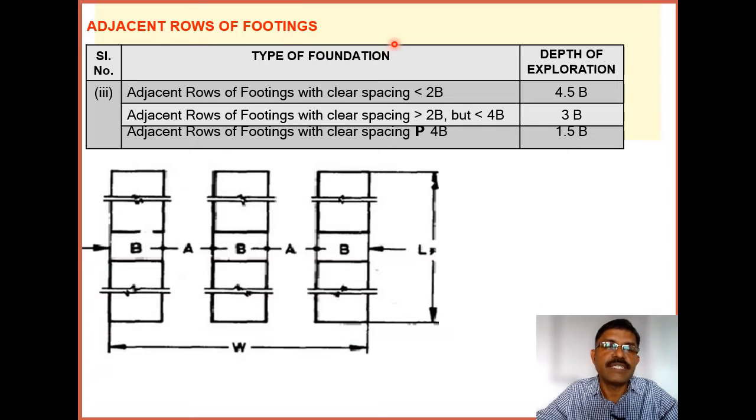And this is for adjacent rows of footings. Adjacent rows of footings with the clear spacing of less than 2B, the depth of exploration is 4.5B. And likewise, the other specifications are given here.